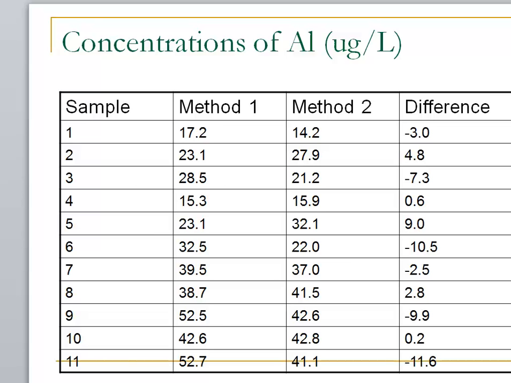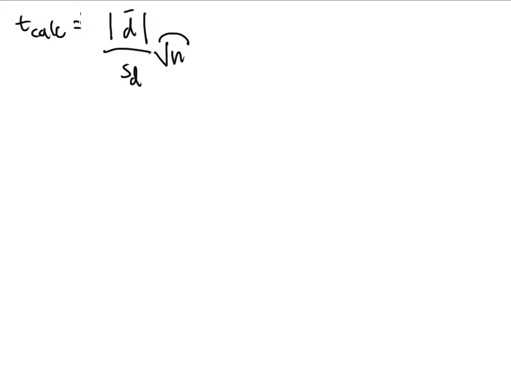So because of that, we introduced this equation and we said t-calc is equal to the absolute value of the difference average divided by the standard deviation of the difference, and then we multiply that by the square root of n, which is the number of measurements that we have in total.